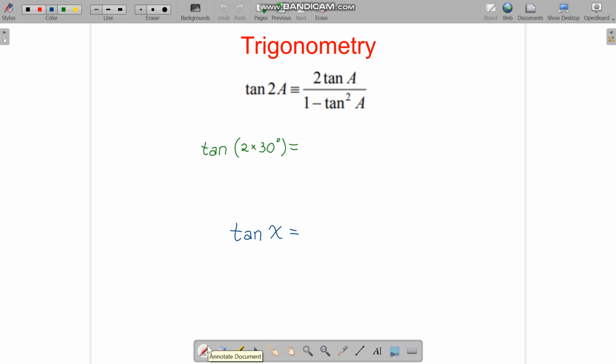Last one, double angle tangent, so it's just 2 tangent 30 degrees over 1 minus tangent squared 30 degrees. So tangent x can also be expressed similarly. We have 2 tangent x over 2, divided by 1 minus tangent squared x over 2.